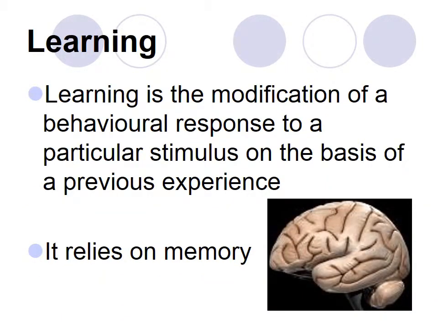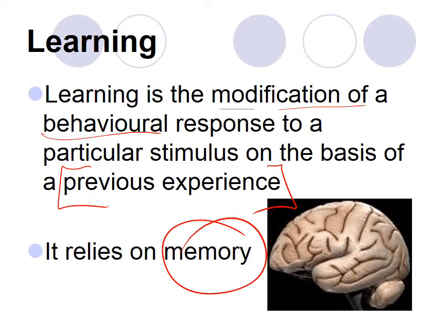Learning, on the other hand, is the modification of a behavior in response to a stimulus, but you need previous experience to be able to do it. So the more that you experience something, the more modification you're able to make to your behavior. And it really relies on memory, as you can see down here. So learning is the modification of behavior in response to a particular stimulus based on previous experience of that stimulus.